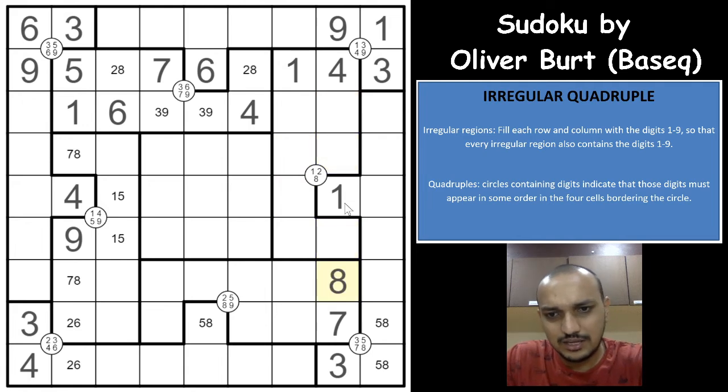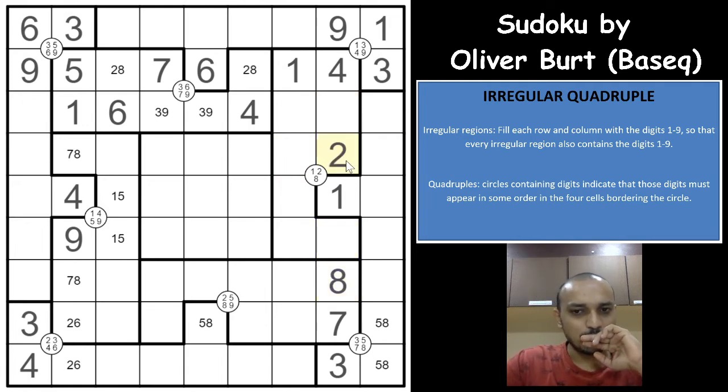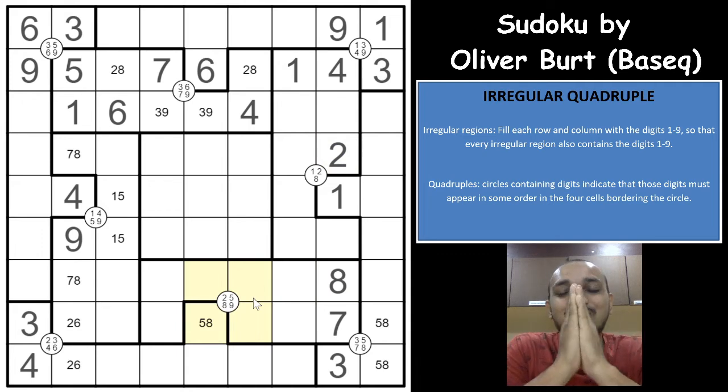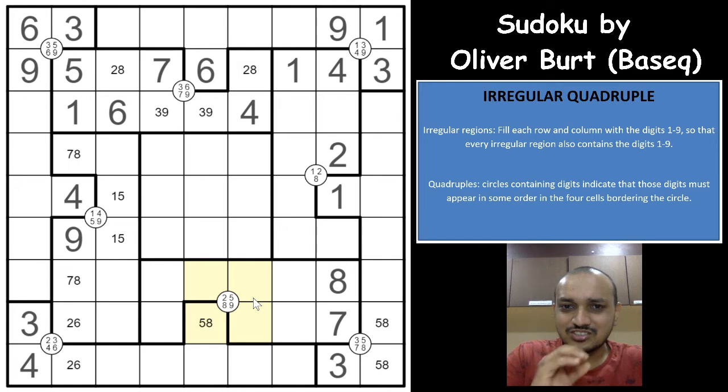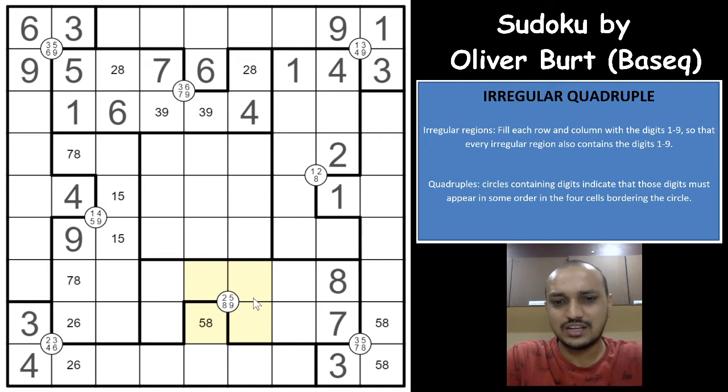So this cell would have to be 8, this cell would have to be 2. That 8 gives here 8 in this cell, because these 4 cells need to have an 8. Wow guys, this is awesome. That is purely awesome. Such an easy Sudoku.